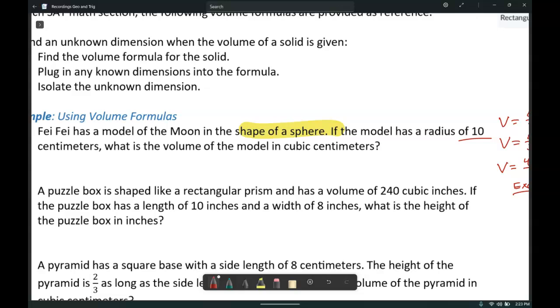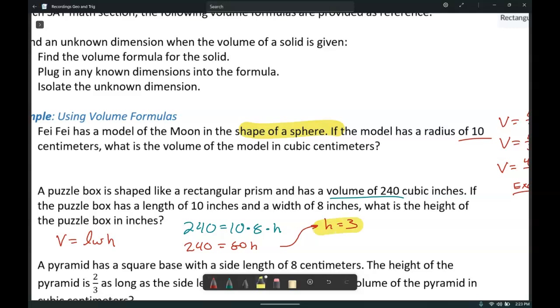We have a puzzle box shaped like a rectangular prism, and so we can go ahead and grab the formula for a rectangular prism, which is volume equals L, W, and H: length, width, and height. Well, they tell us that they have a volume of 240, so we can substitute that in for volume. It has a length of 10 inches and a width of 8 inches, and we need to solve for the height. And so from here, we just go ahead and simplify and solve, and we get a value of h that equals 3. Still pretty straightforward, just not as direct.